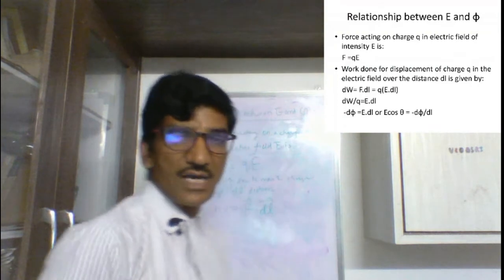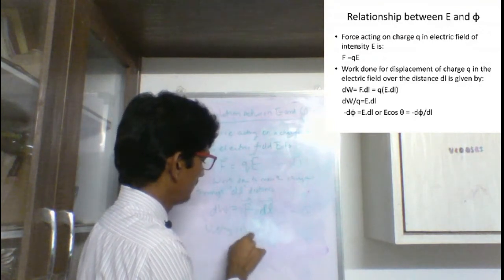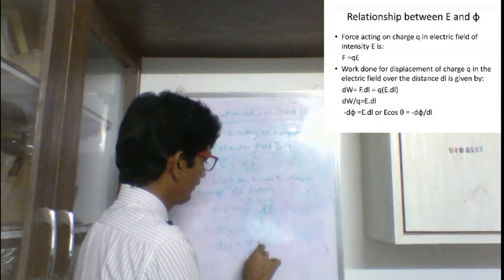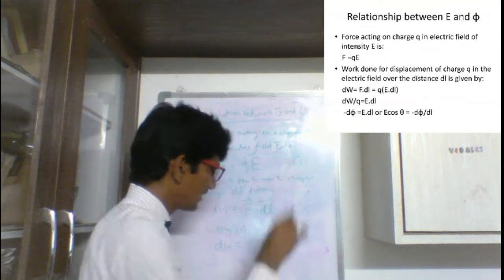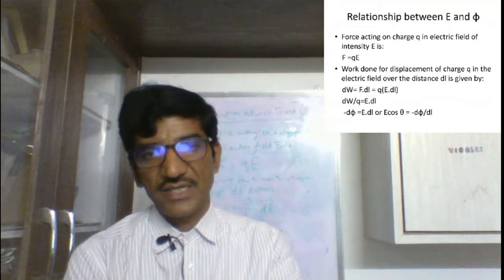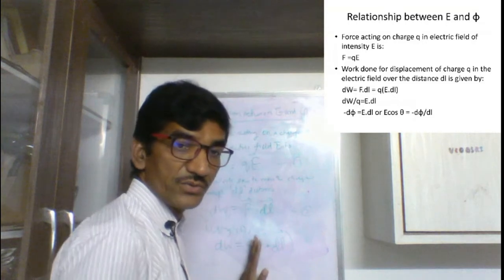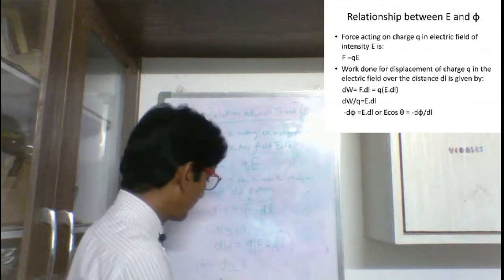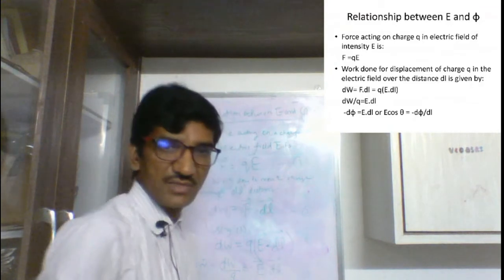Now, what is F? Say this is 1, say this is 2. Using 1, dw is equal to Q E dot dl, that means Q into E dot dl. So the work needed to displace the charge in the electric field E through the distance dl is dw equal to Q E dot dl. Now you may take this Q to the denominator on the other side and write dw by Q is equal to E dot dl.